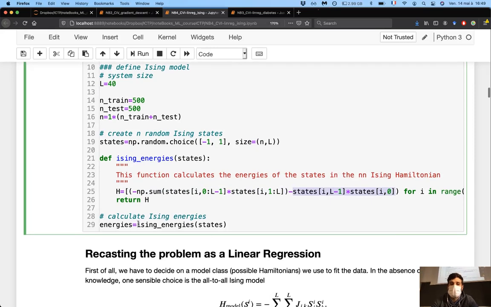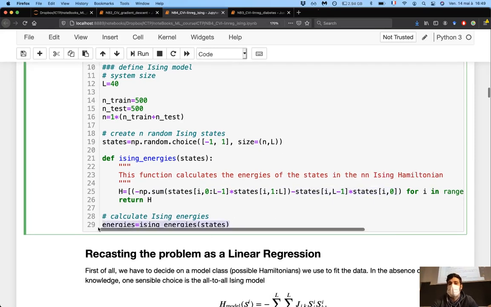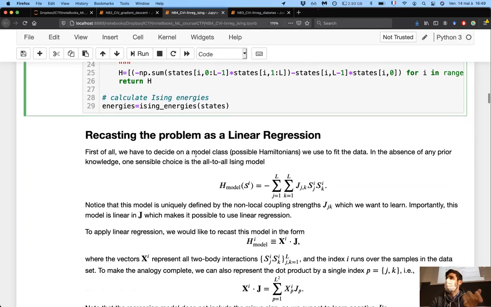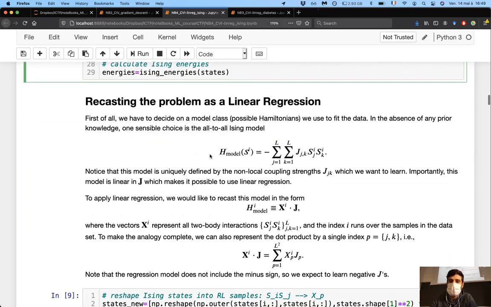All right, and here I'm generating these energies. So for each state that was generated here, I'm outputting the labels, which are these energies, okay? Now this is hidden to us. This is what physicists obtained in the lab. And now if we close our eyes, we don't know this function. We are just given this data set, okay? And our task will be to learn this function.